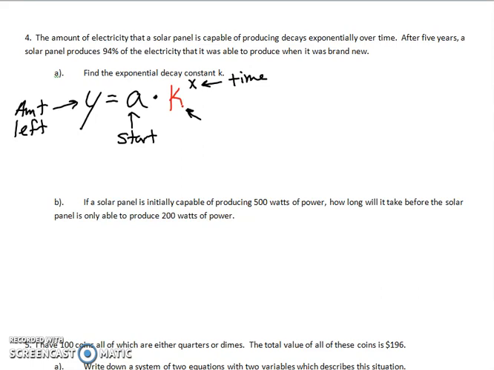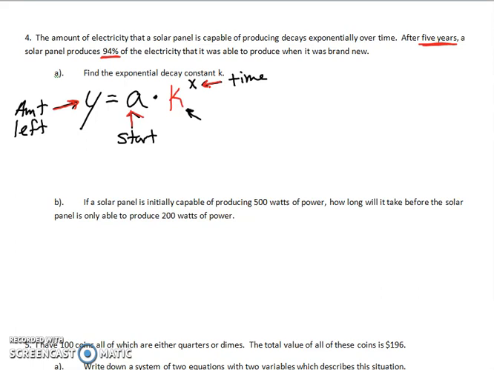So if I read back up on part 4, okay, it says that after 5 years, 5 years sounds like time. What's that 5 going to be? The x. A solar panel produces 94% of the electricity that it was able to produce when it was brand new. So, whatever I pick for my start value here, 94% of that is going to be left after 5 years. So what would be the easiest start value that we could pick for A? How about, well, 0 would probably be the easiest, but 0 would screw everything up. So let's try 1 for our A value.